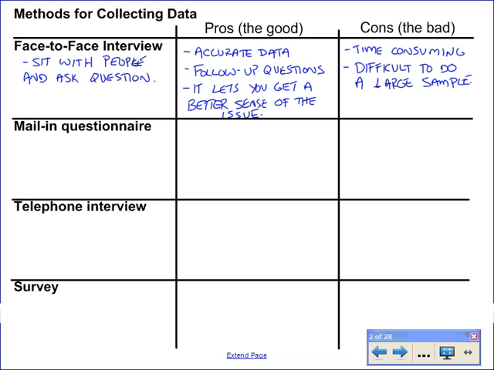All right. Mail-in questionnaire. So a person receives a survey in the mail.